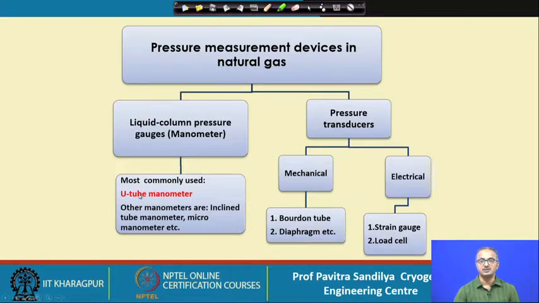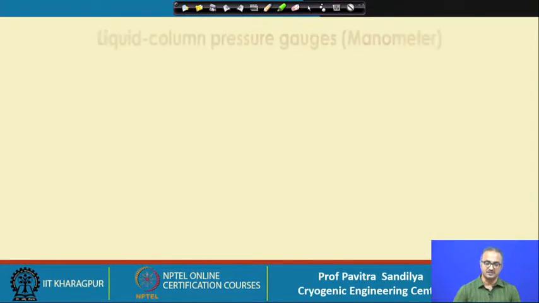The U-tube manometer is very common, and in the natural gas industries we use the U-tube manometer because of the large pressure differences we find in the pipelines or the storage vessels.